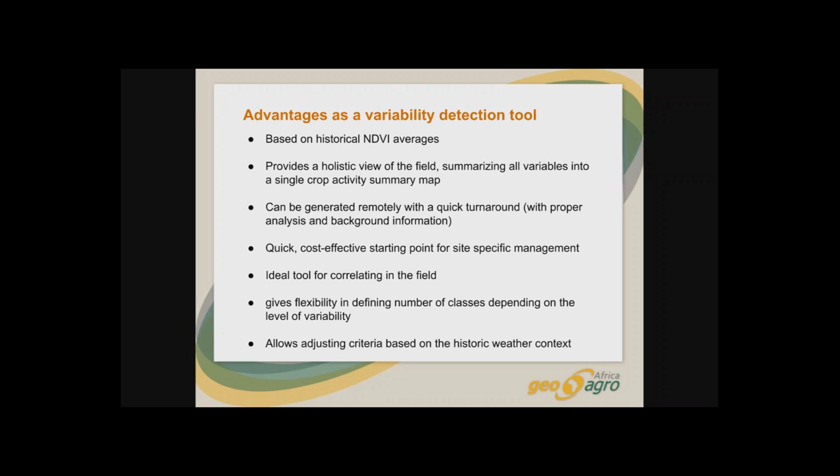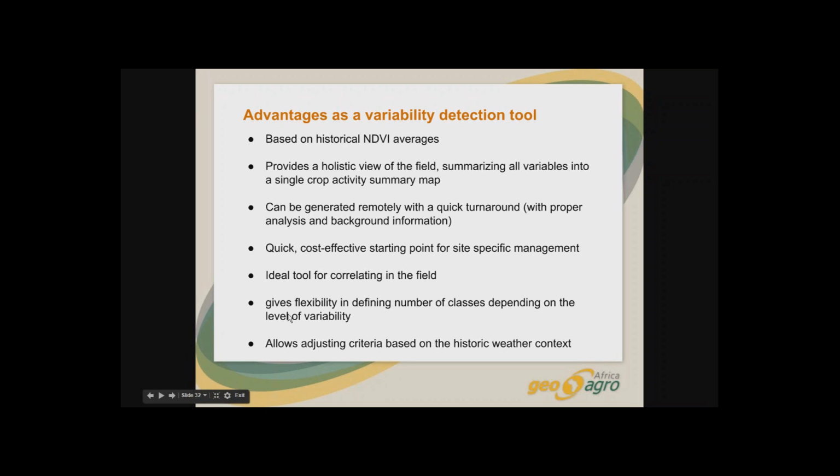Usually this may happen in one or two cases, and then for the entire region the parameters are adjusted and the productivity map is adjusted. It's a quick, cost-effective starting point for site-specific management. It can be very cost-effective compared to the other methods. It's an ideal tool for correlating in the field. You go with the map and you see what the actual crop performance is, and you start characterizing the zones.